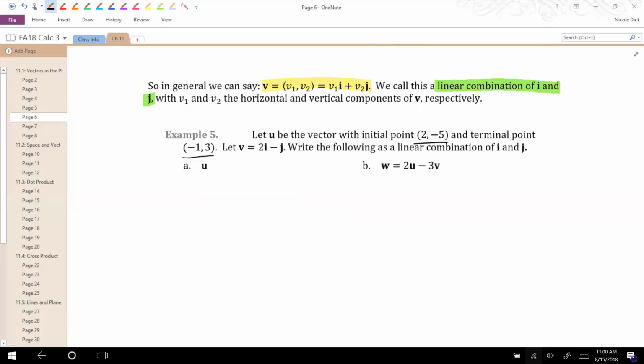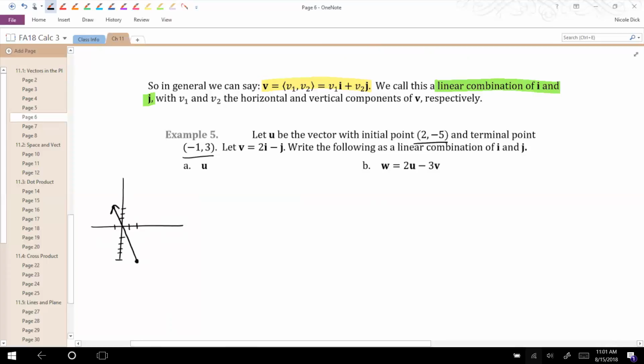What are we told about u right now? The initial point and the end point. So if we want to visually think about that, which again, we don't have to, but we sure can: 1, 2, 3, 4, 5. We know this guy starts over here, and then -1, 1, 2, 3, it ends over there. Okay. How can we find component form for this?